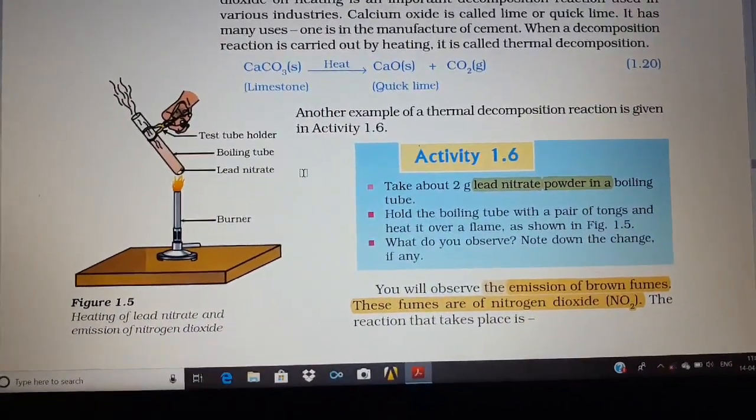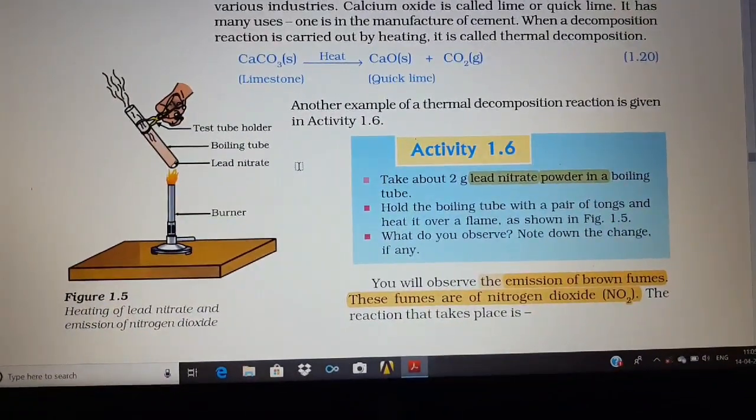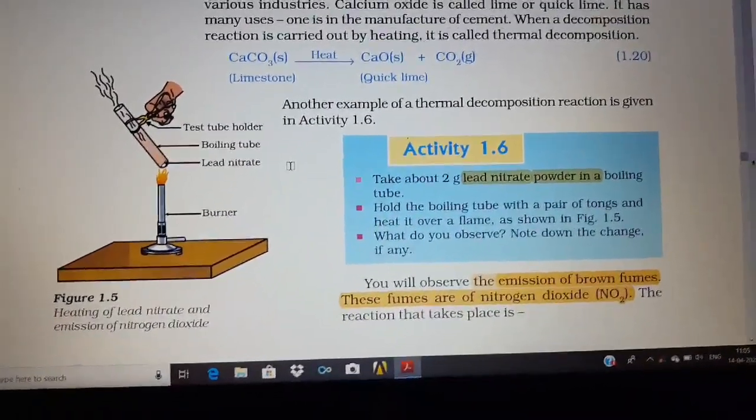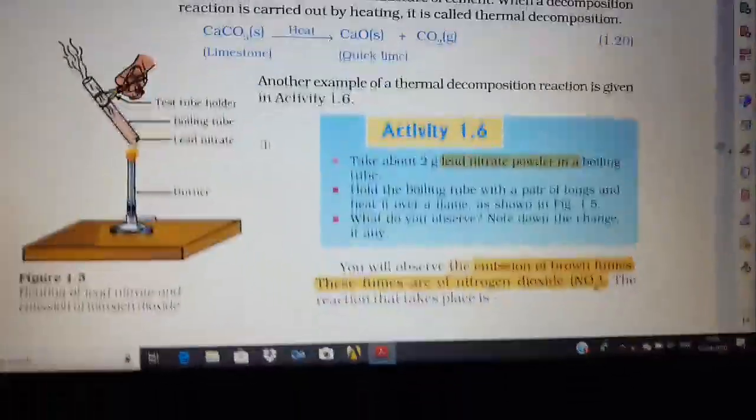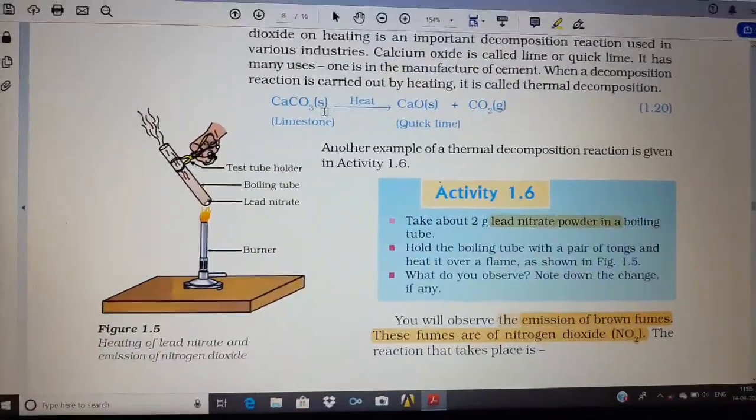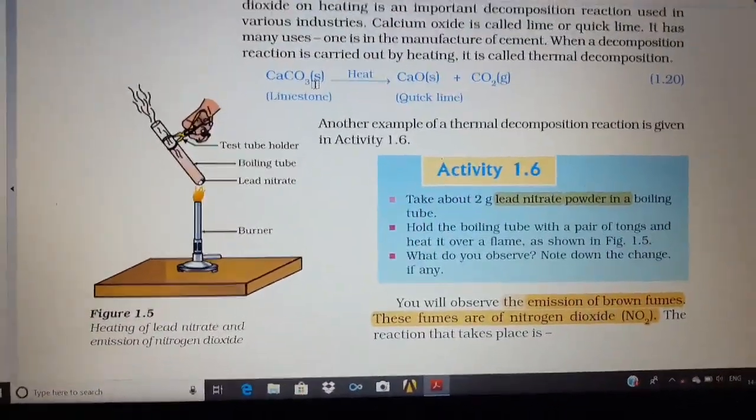So on decomposition of calcium carbonate, that is when we strongly heat calcium carbonate, limestone, it produces calcium oxide and releases CO2 gas, as shown in the reaction. Here you can see. Now in this video we are going to see some more examples.